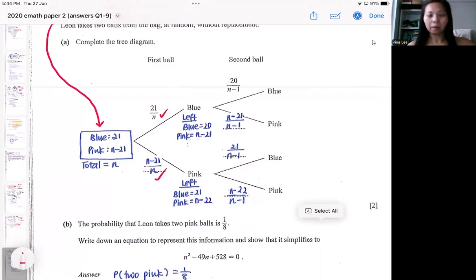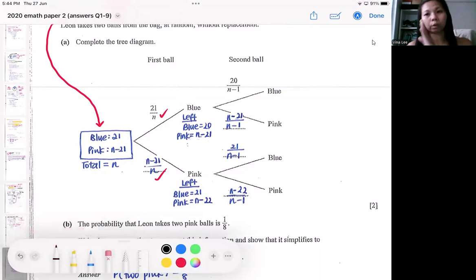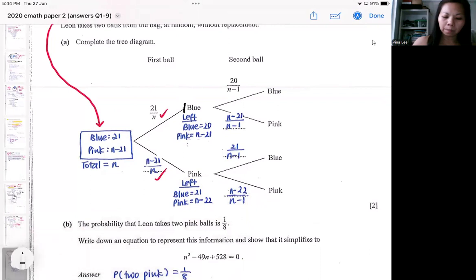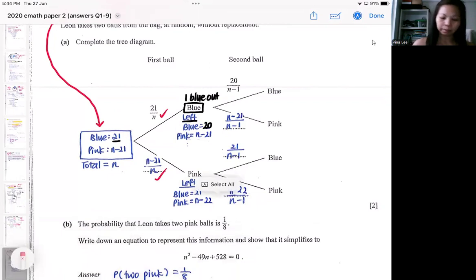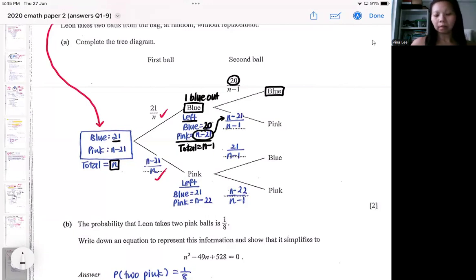Your thinking process should be like this, so that your subsequent tree diagram is correct. You should be thinking, I take a blue out. So one blue is taken out. What are you left with? Originally there are 21 blue, you should be left with 20. But the pink has no change. Do you realize the pink doesn't have any change? You should be asking yourself, what happened after you take a blue ball out? Initially the total is n. Now the total is n minus 1. So if you want the probability of blue, you should be left with 20 blue and the total is n minus 1. And the number of pink is unchanged and the total is n minus 1.